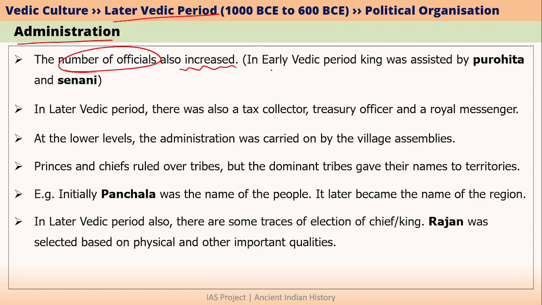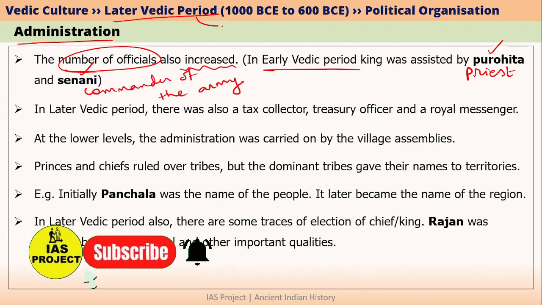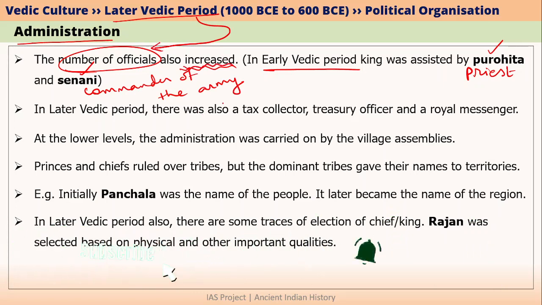Previously, we have learnt that in early Vedic period, the king was mainly assisted by two people. The first was Purohita, who was the priest, and then there was also a Senani, who was basically the commander of the army. But in the case of later Vedic period, the number of officials basically increased. So, other than Purohita and Senani, there were also officers for tax collection, also for maintaining the treasury, and also a royal messenger. Other than these three officers, there were also many other officers which we will discuss shortly.